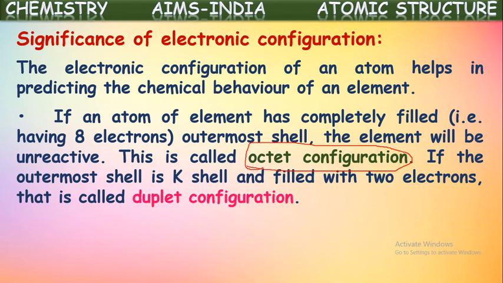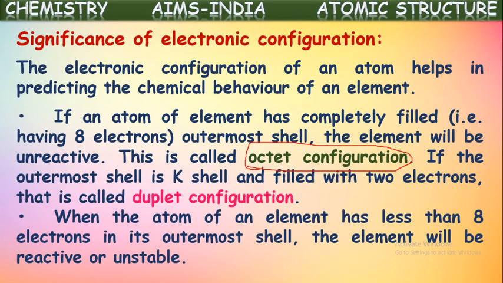If the outermost shell is the K shell, that means if the outermost shell is the first shell itself, if it has only one shell, and if it is filled with 2 electrons, then it is called duplet configuration. So if an element has only one shell and it is completely filled with 2 electrons, then that configuration is said to be duplet configuration. If an element has more than one shell, and it has 8 electrons in its outermost shell, then that is called octet configuration.